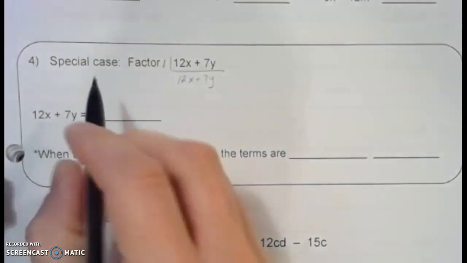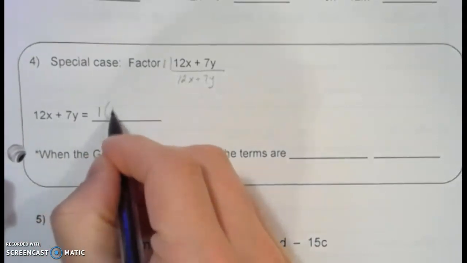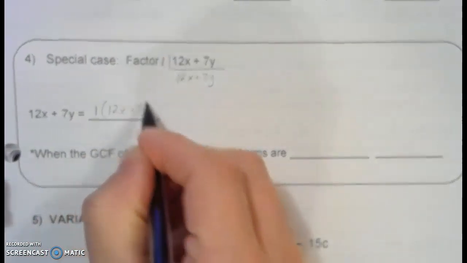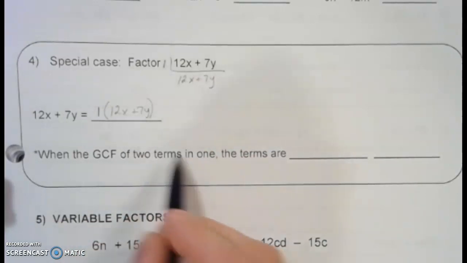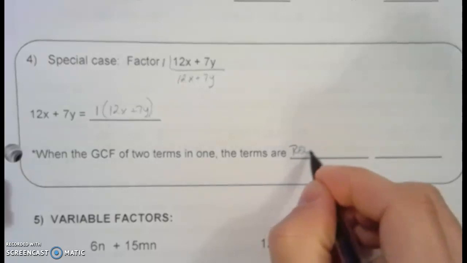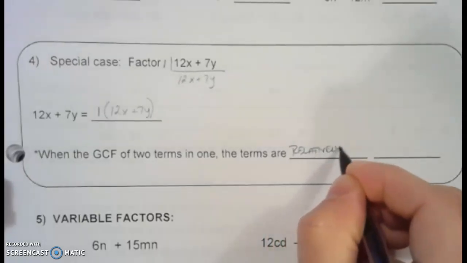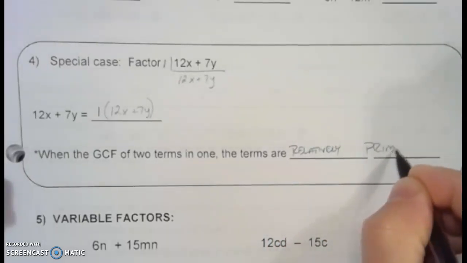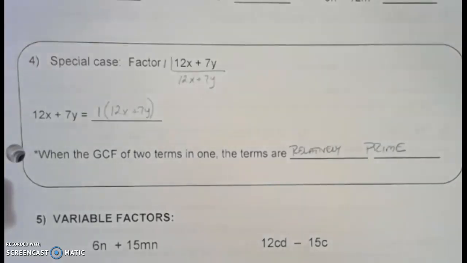So 12x plus 7y is really just 1 times 12x plus 7y. And when the GCF of two terms is 1, like in this example here, the terms are called relatively prime. These are relatively prime terms, meaning that their only common factor was 1.